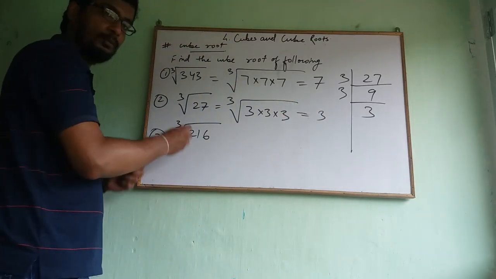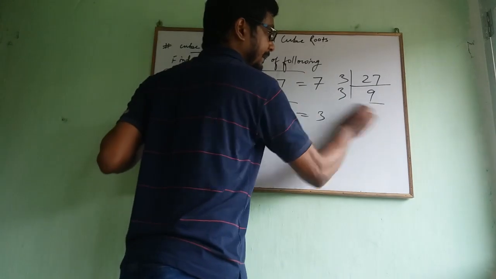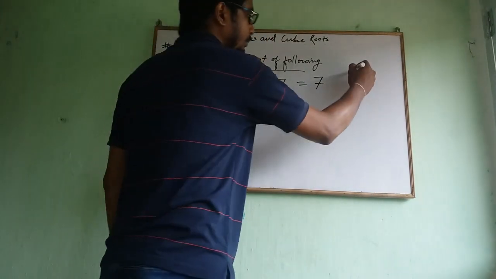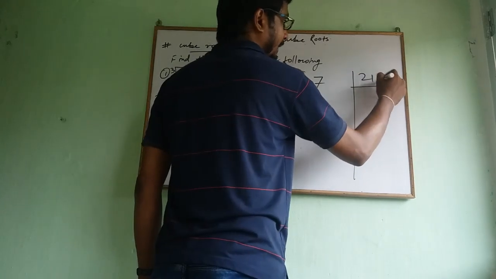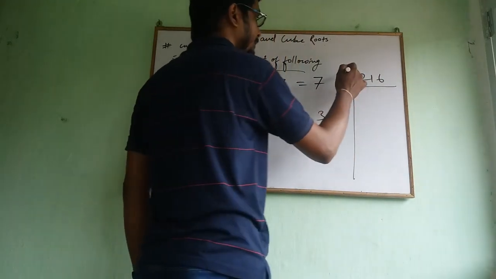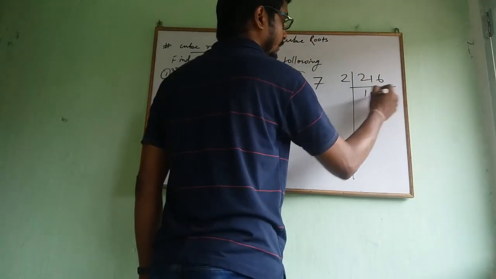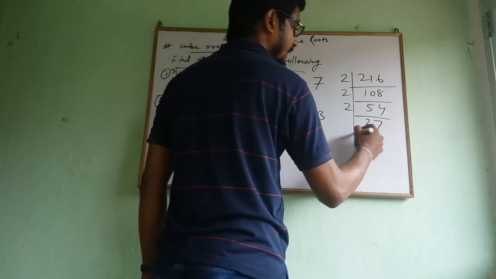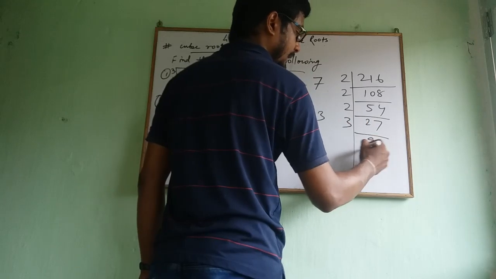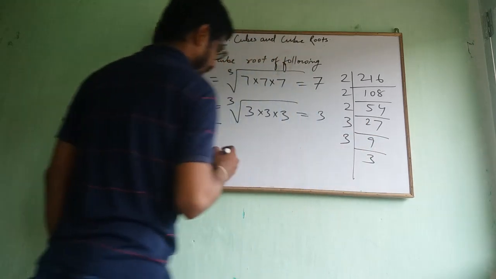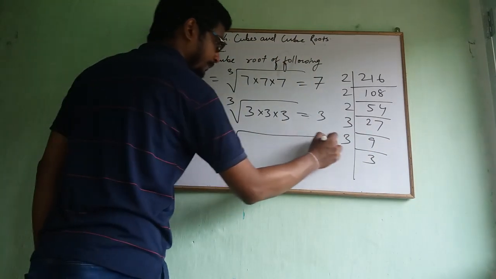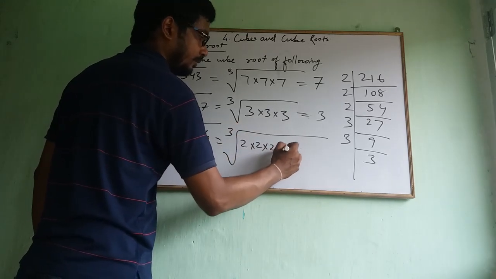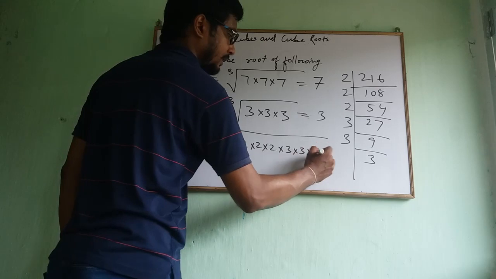Now let's take one more example, that is the cube root of 216. So what I will do, I will again prime factorize it. So it becomes again 2, 54, again 2, it becomes 27, then 3, it becomes 9, then 3, it becomes 3. So I will write it this way. Cube root of 2 into 2 into 2 into 3 into 3 into 3.